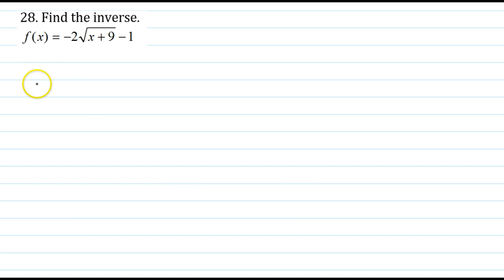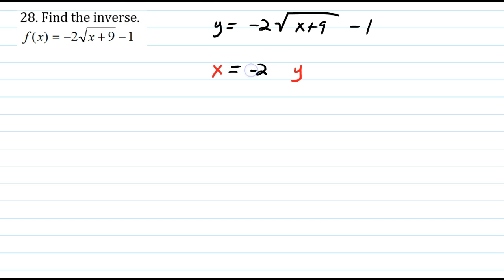All right, 28, find the inverse. So that instead of writing f of x, we can just write y. So it's y equals negative 2 times the square root of x plus 9 minus 1. To find the inverse, you switch the x and y's. So it's x and y. All right, so now, in order to solve this thing, we're going to add 1 to both sides first because it's outside of the radical.